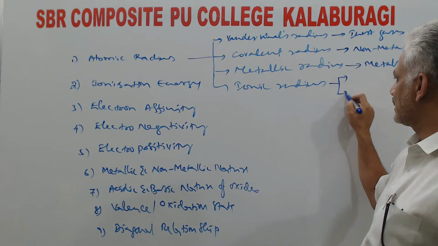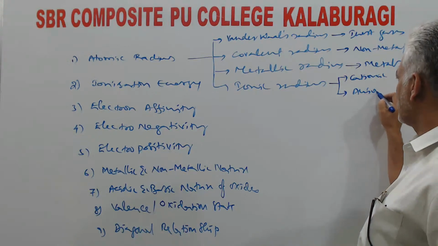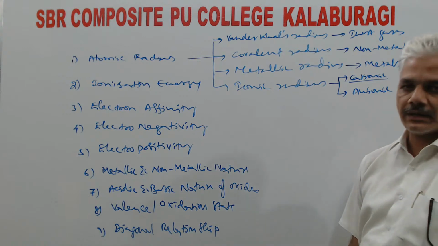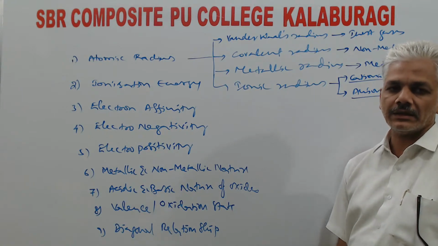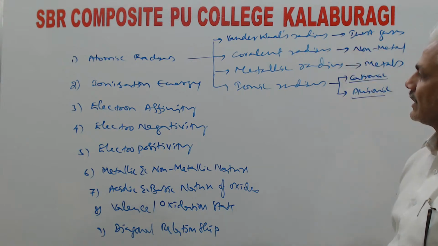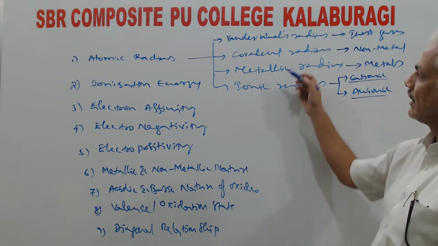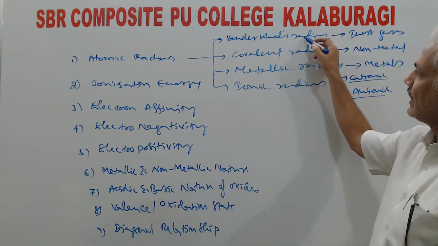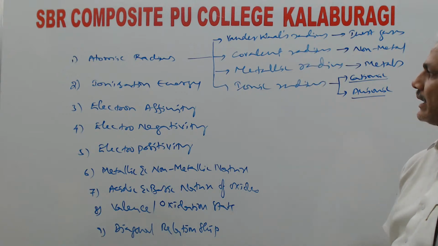Ionic radius is further of two types, cationic radius and anionic radius. Cationic radius is applicable for a cation, that is a positively charged ion. Anionic radius is applicable for an anion, that is a negatively charged particle. Among these four types, van der Waals radius magnitude is the highest, followed by metallic radius, followed by covalent radius. Van der Waals radius is approximately 40% higher than that of covalent radius.